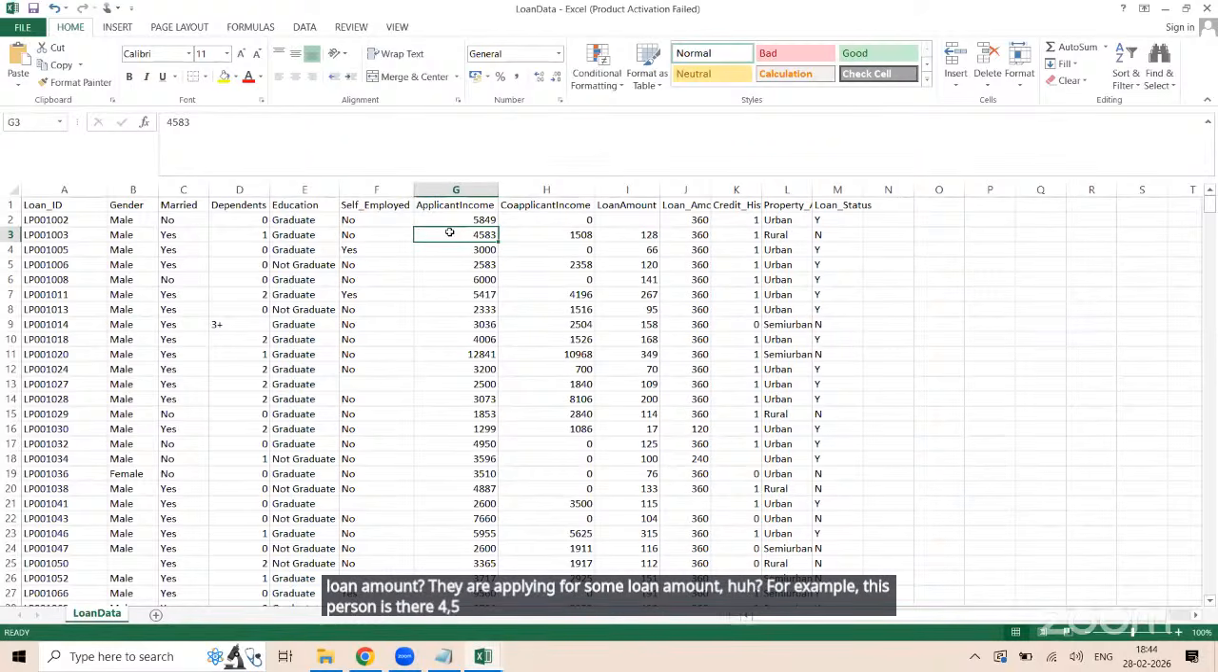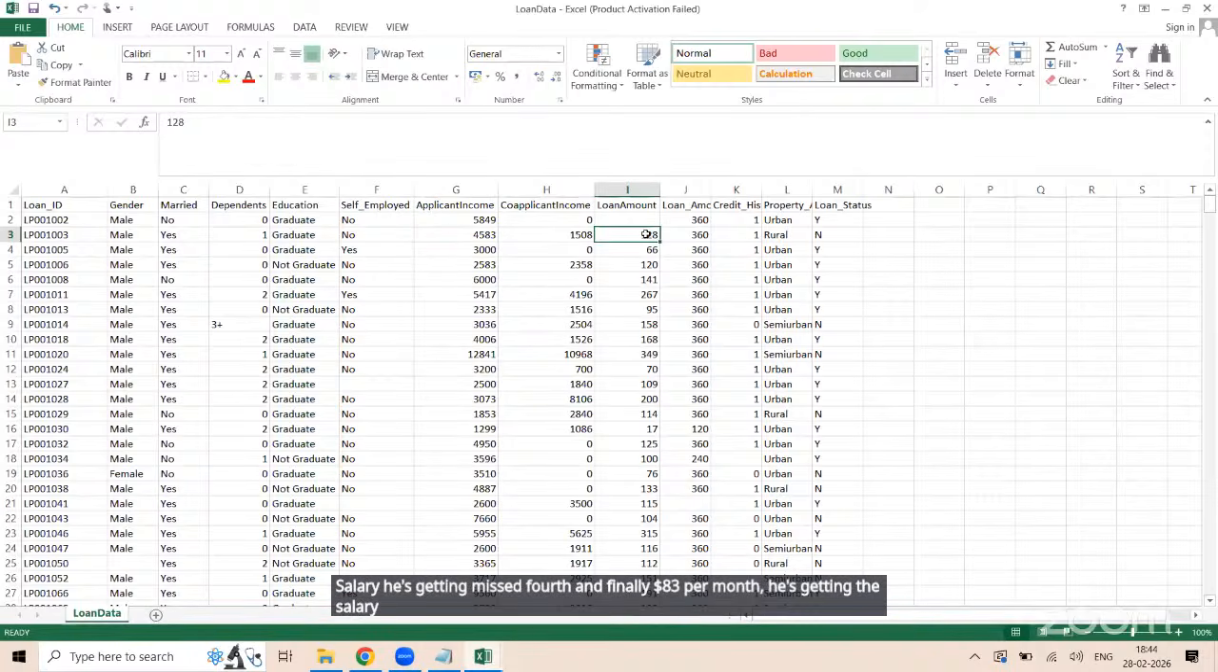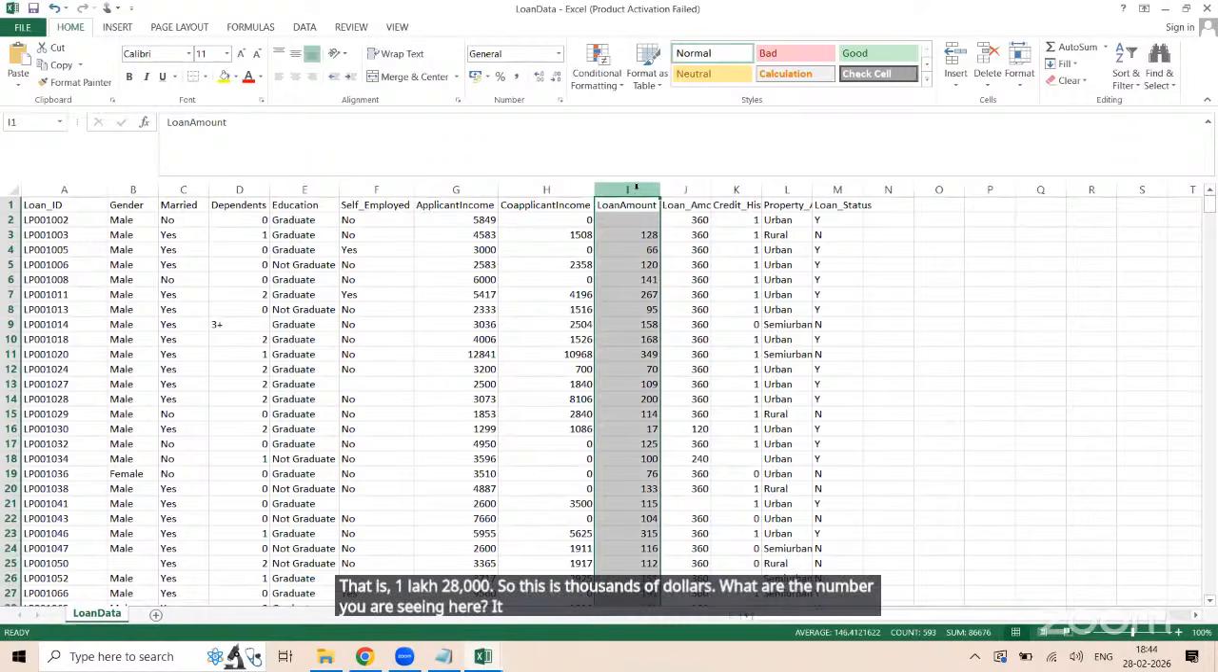$4,583 is the salary he is getting. That means $4,583 per month. The loan he wants is $128 — they wouldn't ask for $128, right? It is 128,000, that is 1,28,000. So this is in thousands of dollars. What are the numbers you are seeing here? They are in the thousands of dollars.